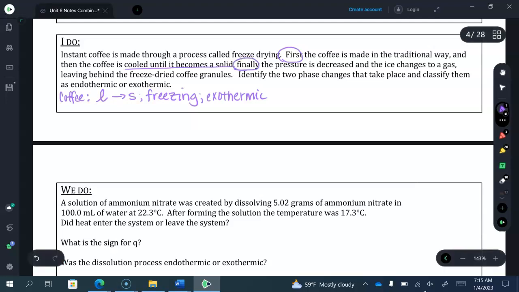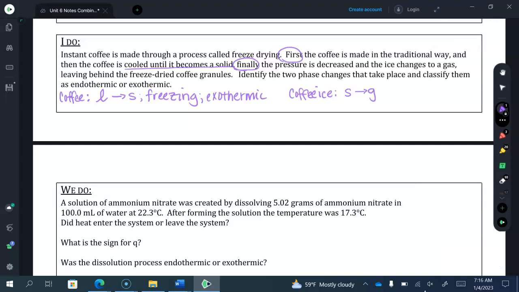Finally, our next one, the pressure is decreased and the ice, so coffee ice, changes to a gas. So ice is a solid and it changes to a gas, and this leaves behind freeze-dried coffee granules. So it's first frozen and then dried by removing the ice. So solid to a gas, that is a process called sublimation.